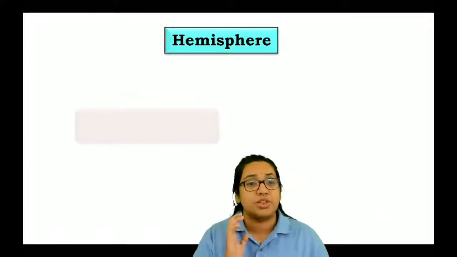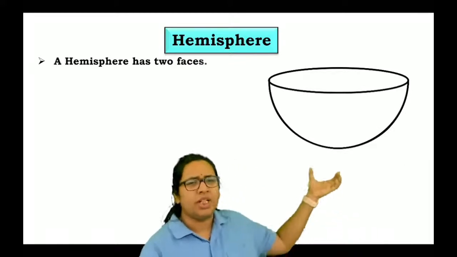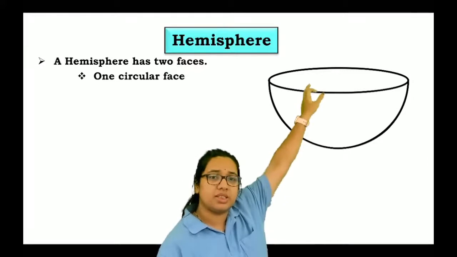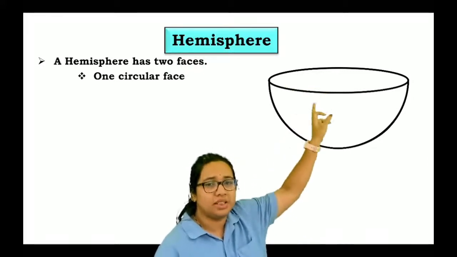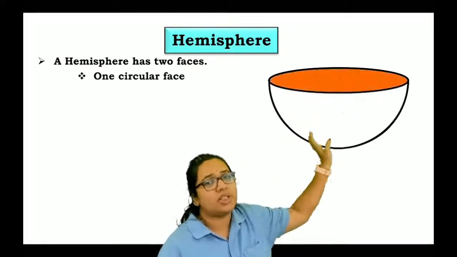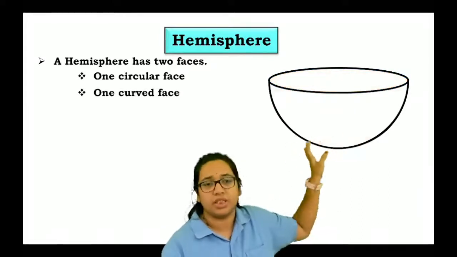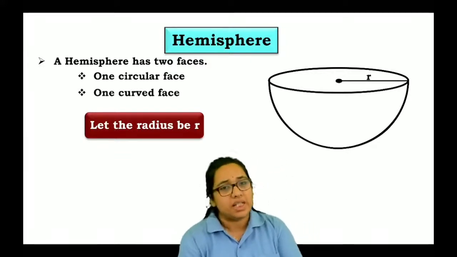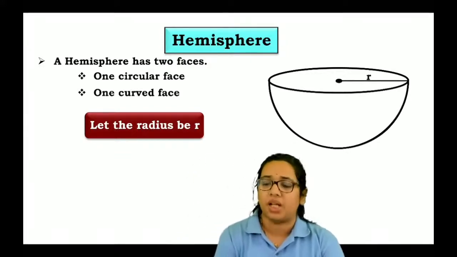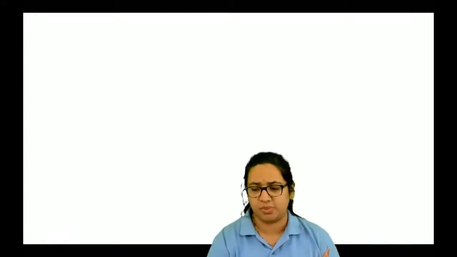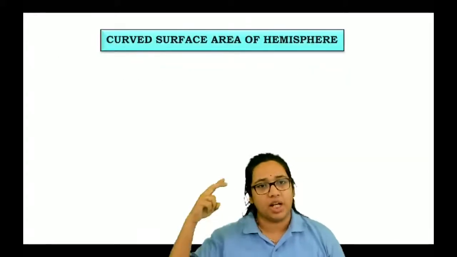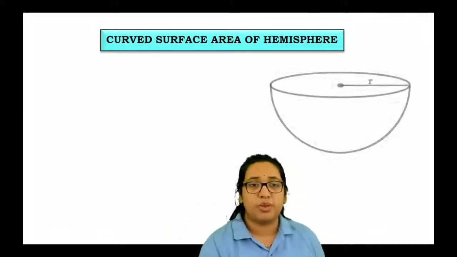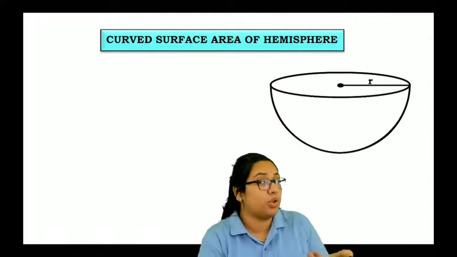So what will be the actual figure of hemisphere? It will just look like this. There will be two faces. The first one is the circular face, which you can see as the upward face, and the second one is nothing but the curved surface. Okay. So suppose the radius of the hemisphere will be r here. Then again we have to find two formulas for hemisphere. One will be for curved surface, second will be for total surface.